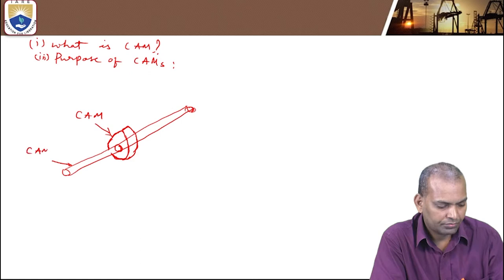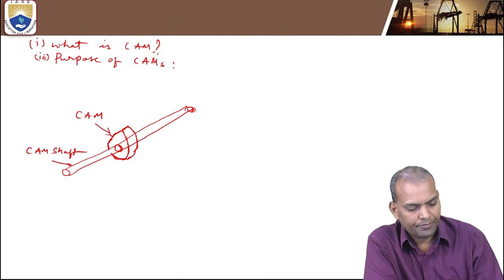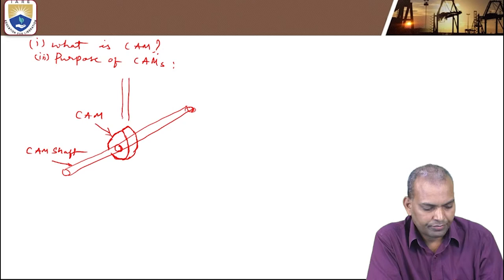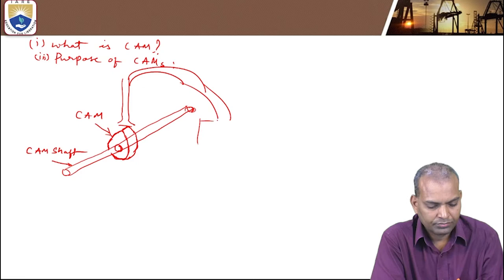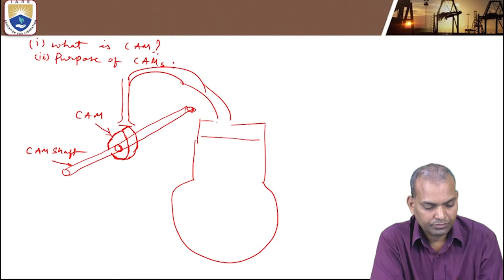So what will happen, this CAM is supported by another arm. I'm just giving you the overall view of how it is connected. The CAM is in an IC engine or internal combustion engine where the valves are opening and closing. It will be connected to valves.